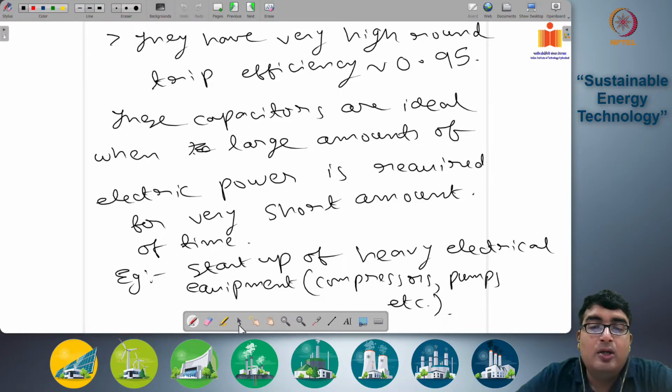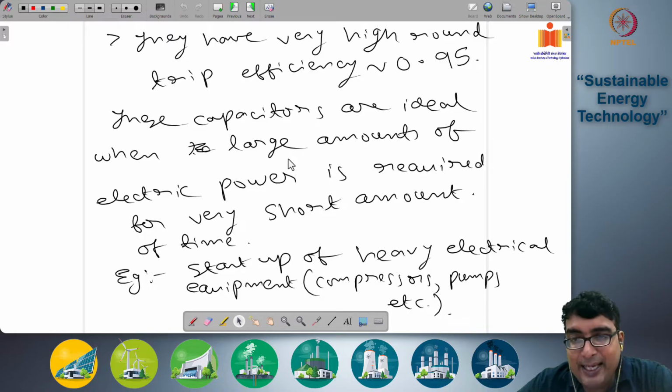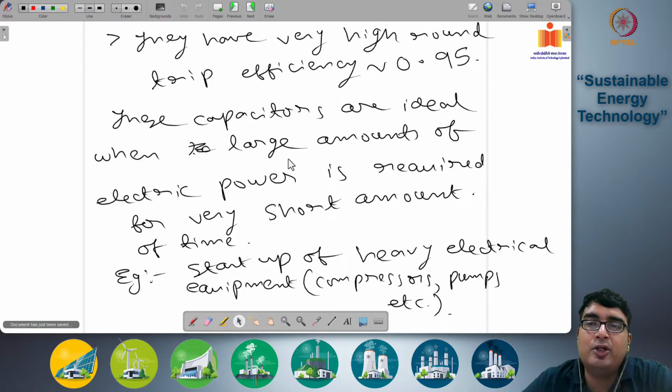These capacitors are ideal when large amounts of electric power are required, like the startup of heavy electrical equipment like compressors, pumps, etc. And they can also be used to compensate for rapid spikes in the demand and the supply matching in a renewable energy grid.